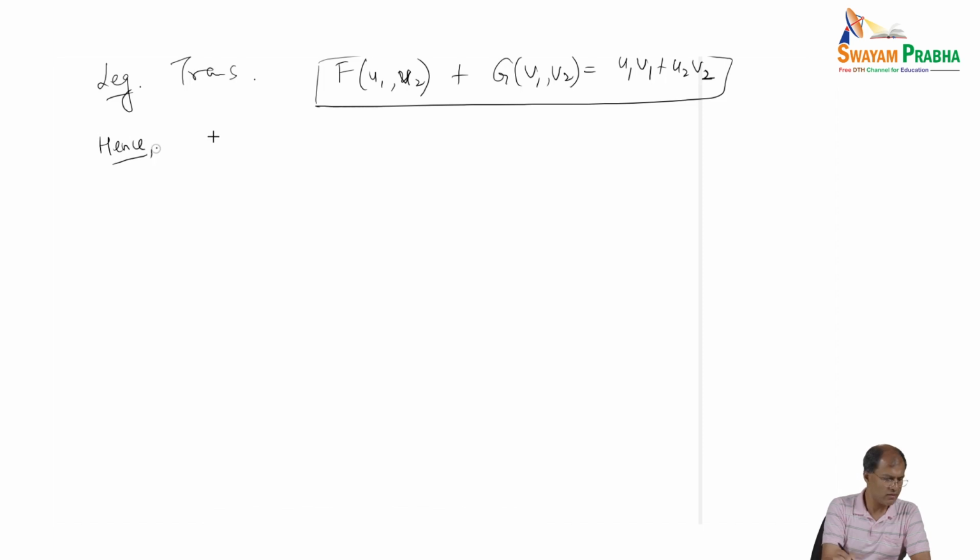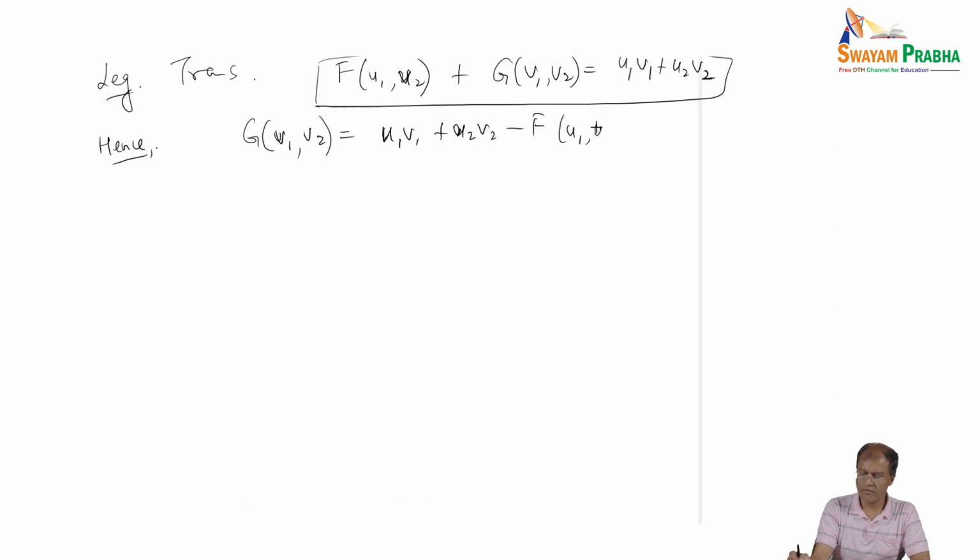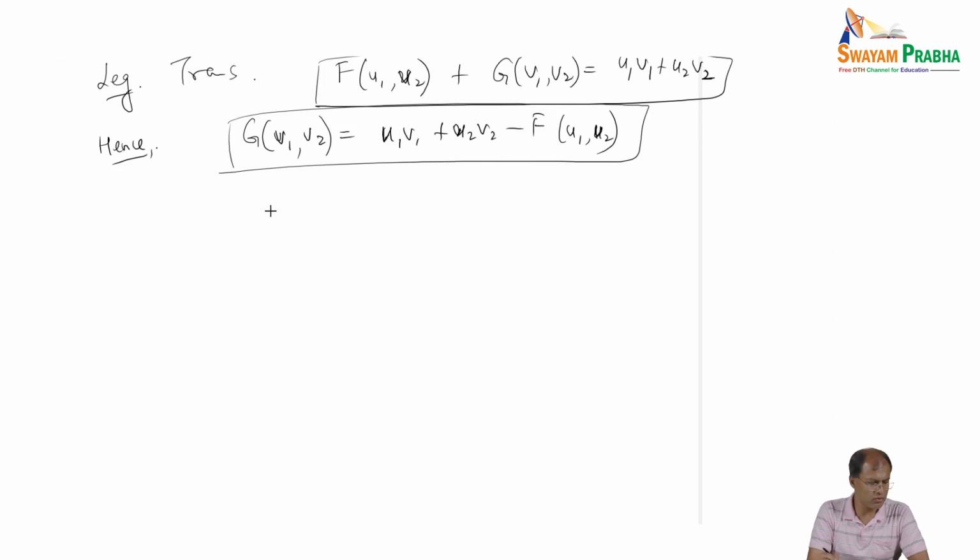Hence, what we get is that we can always find g of v1 comma v2 as a function of f itself. So g can be perfectly found through f via this so-called Legendre transform. So if we know f, we can find g with this simple transformation.